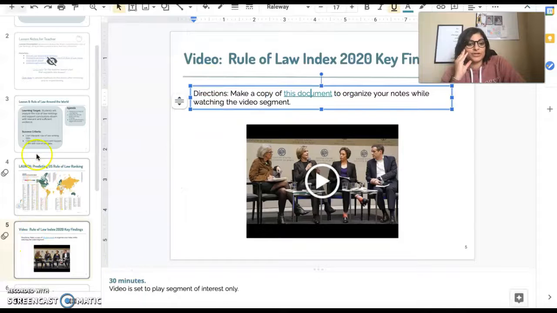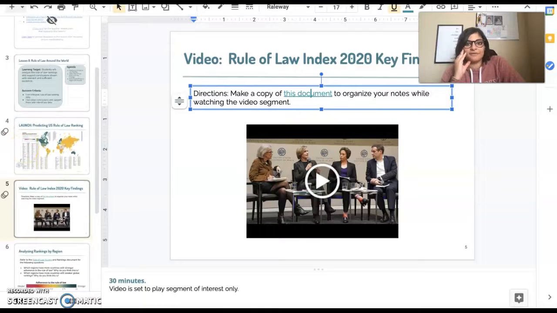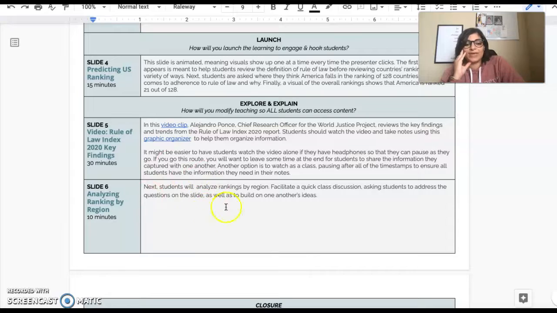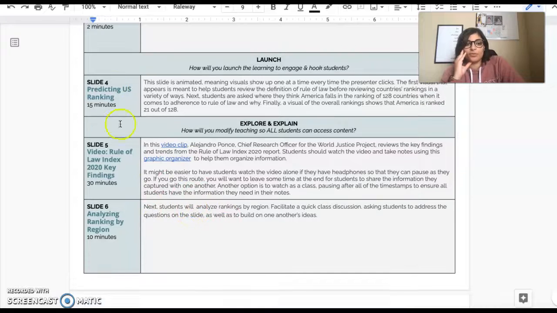And so that's 30 minutes of the lesson, and then from there we'll move into analyzing rankings by region. We've already introduced this idea of country rankings, telling them there are 128 countries.